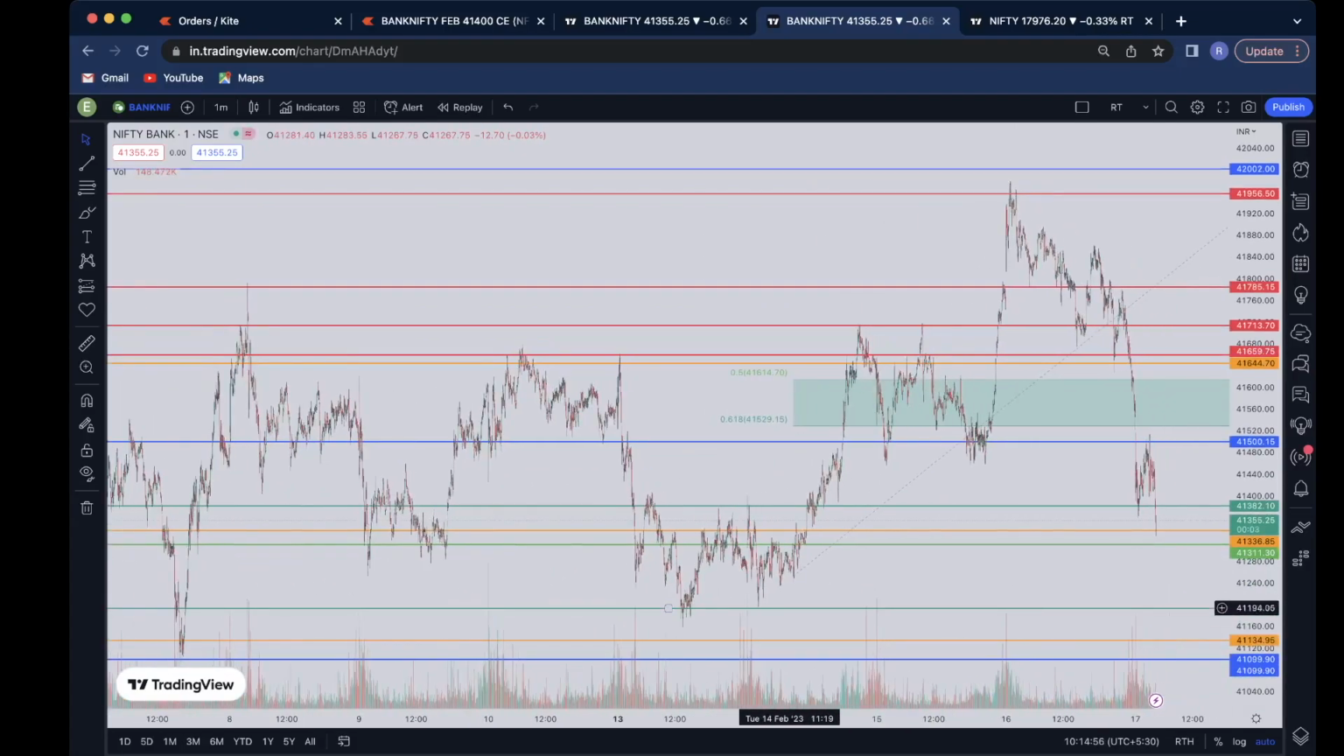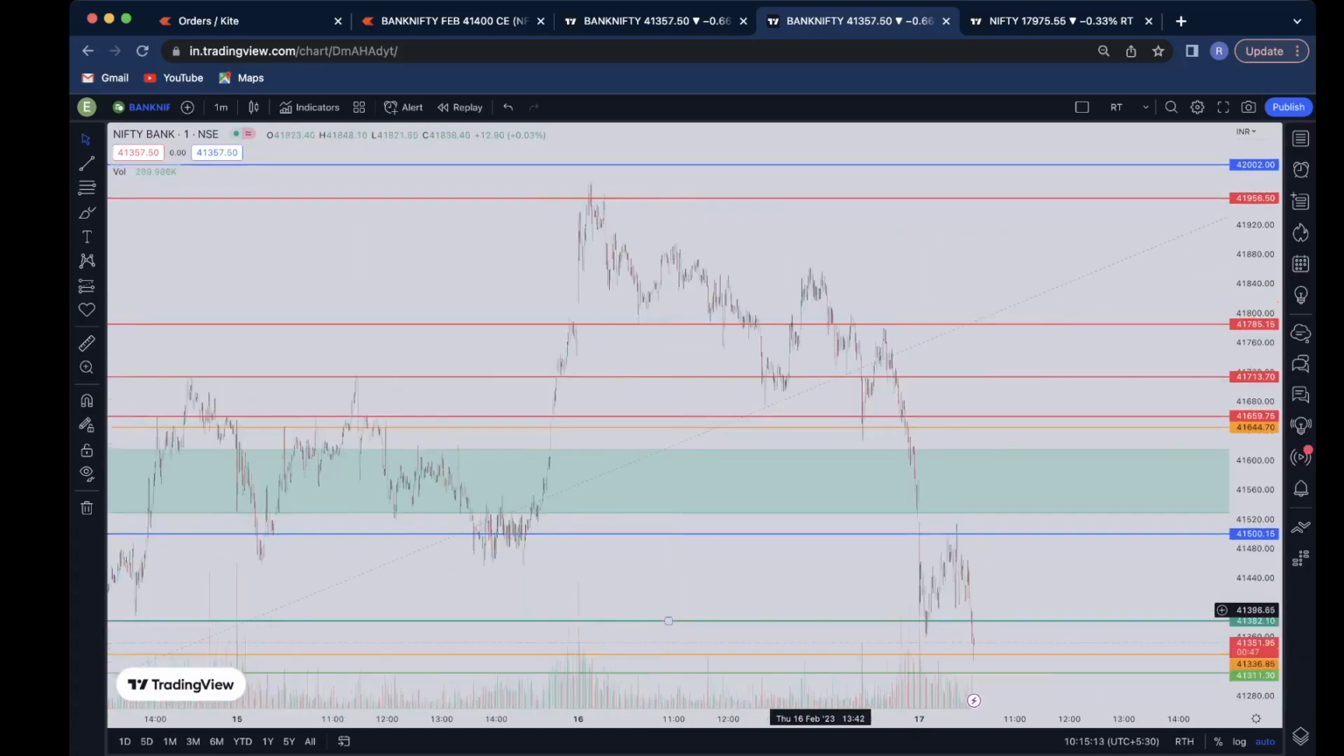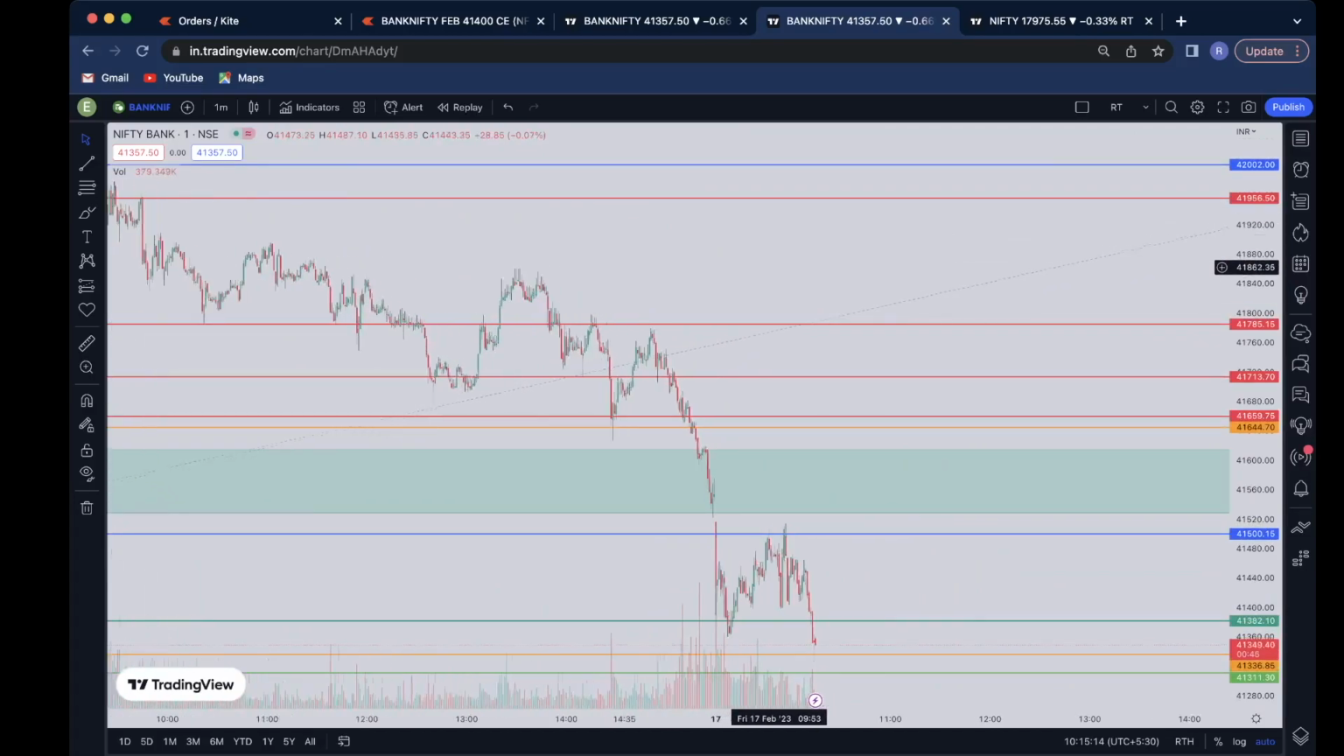Whoever bought a couple of days back has already seen a good profit up till here, or at most around the 618 level he would have already exited, maybe here, or even if he sees this much profit, he would have exited much earlier. So there is no stop loss below, right? That is the first reason. So this calls for a call option.